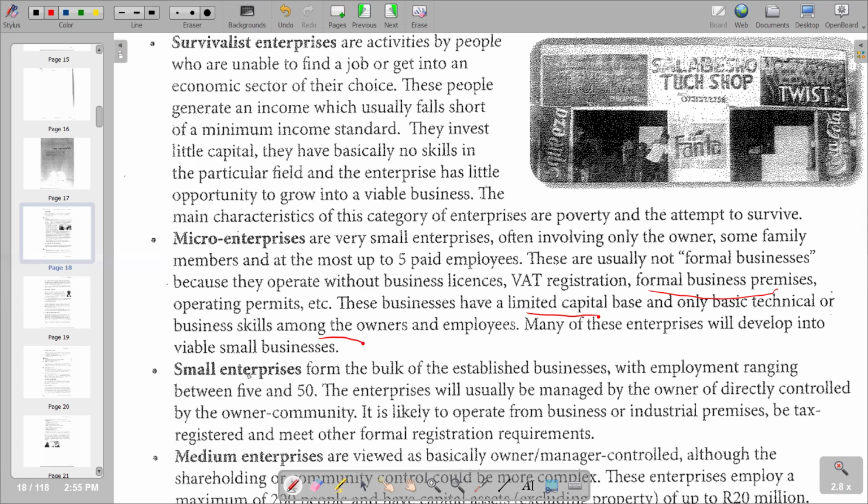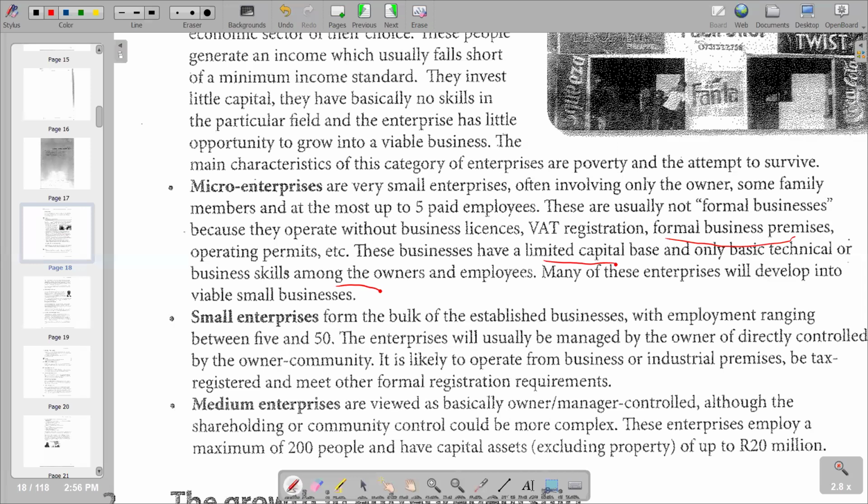Then another category that we have is small enterprises. You'll see that small enterprises have employment that ranges from 5 to 50 workers. So 5 to 50 workers is the average that we have in terms of small enterprises. They are also established businesses, which is very important to note, and they operate formally and are tax registered. We can also take note that they meet other formal registration requirements. So this is a level of enterprise where they are now operating formally.